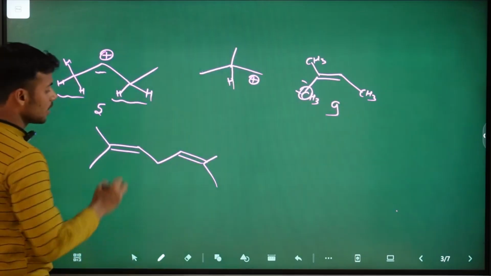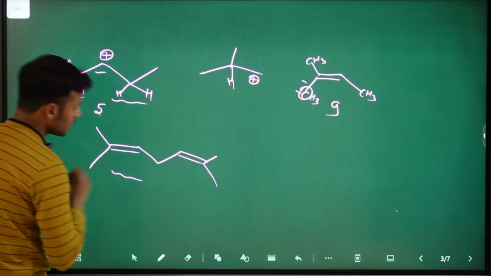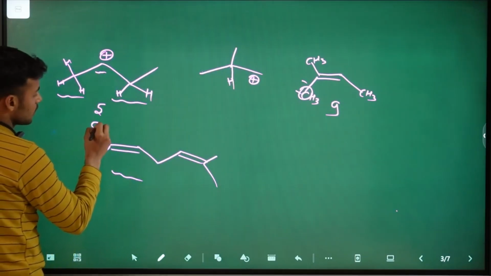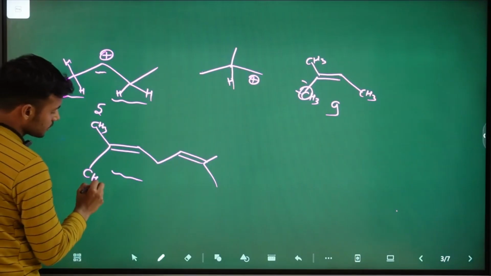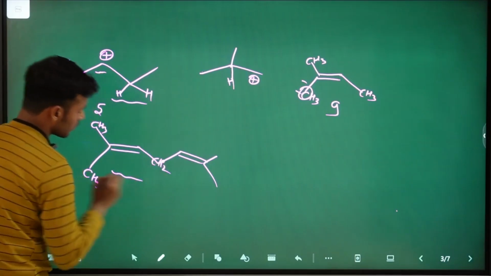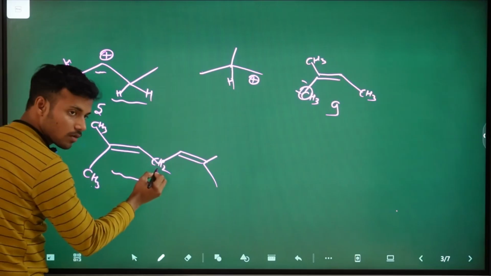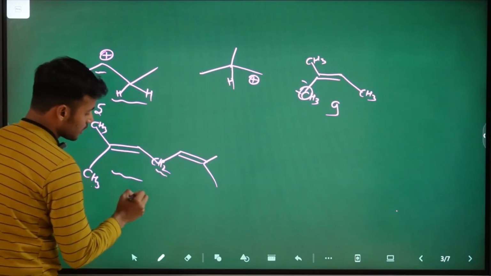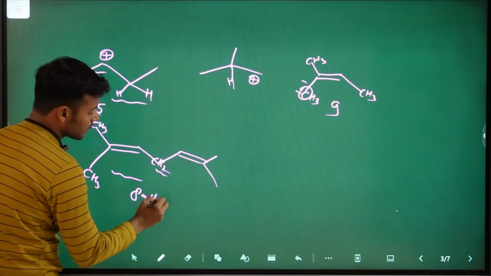And in this example, how many alpha hydrogens for this alkene? CH3, CH3, and this is a CH2 group. 3, 3, 6, and this is also an alpha position. Then total 8 alpha hydrogens are here.